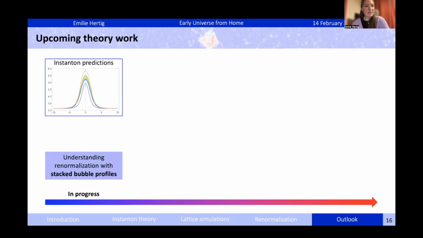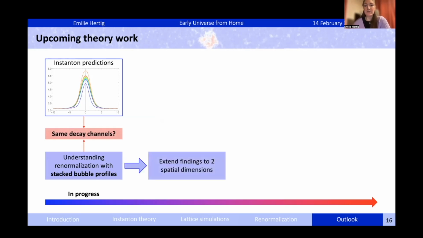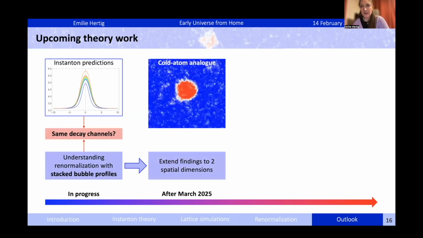So the next steps in this theoretical work now are to work with those stacked bubble profiles and have an answer as to whether our simulations really capture the same decay channels as the instanton predictions and how to relate the two quantitatively. Then extending those findings to two spatial dimensions so that after March of this year and in the next few months, we can actually start interpreting and understanding the cold atom analog experiments.